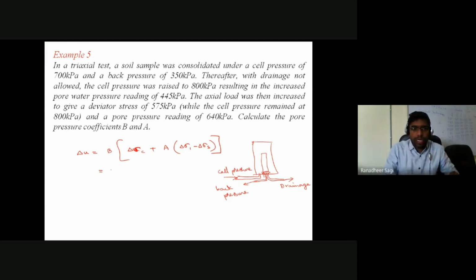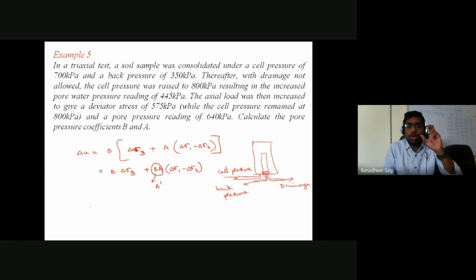If we expand this, we have the expression B into delta sigma C plus B into A into delta sigma 1 minus delta sigma 3. Here delta sigma C is nothing but sigma 3, that's your confining pressure. This B into A is what we have represented as A dash, where A dash is the product of Skempton's pore pressure coefficients B and A. So my objective is to calculate Skempton's pore water pressure parameters B and A.